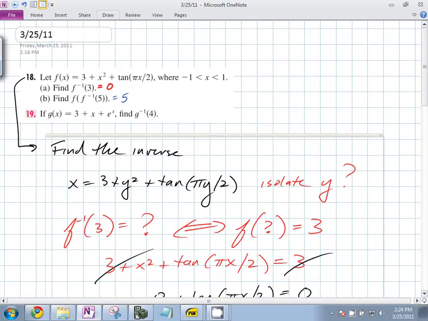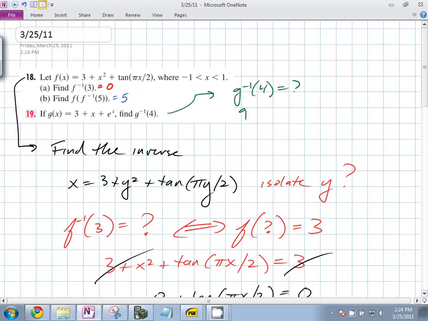On the next one though, next one's pretty straightforward. What are you actually trying to answer? You're trying to find g inverse of 4 equals something. So what are you trying to solve for? g of something equals 4. So 3 plus x plus e to the x equals 4. So when does x plus e to the x equal 1? Logically, you can find an answer pretty quickly.